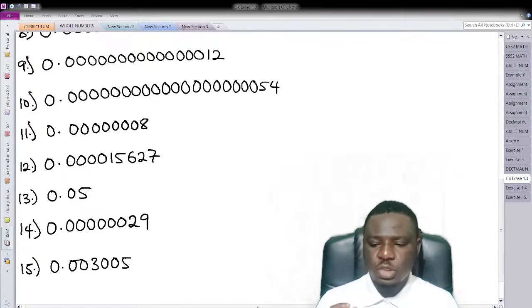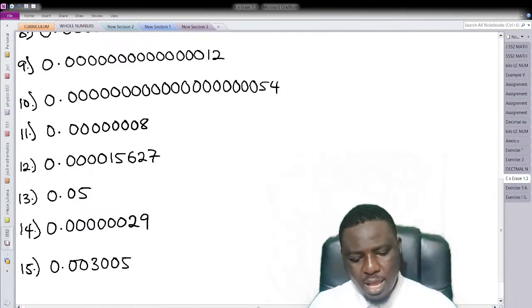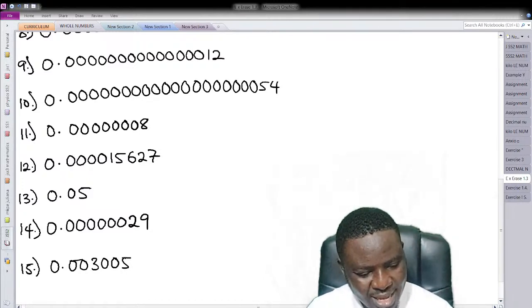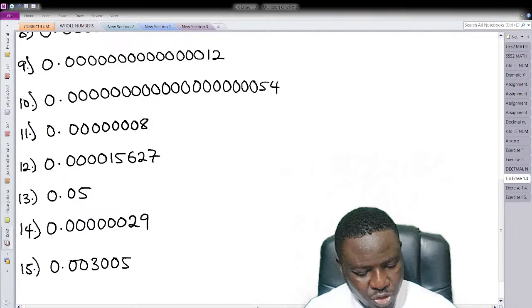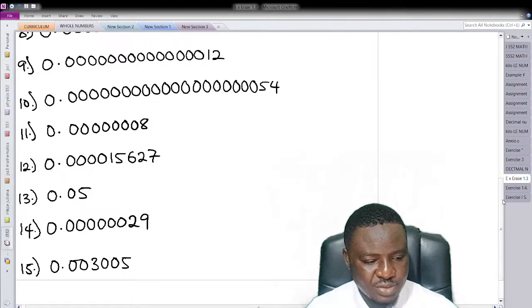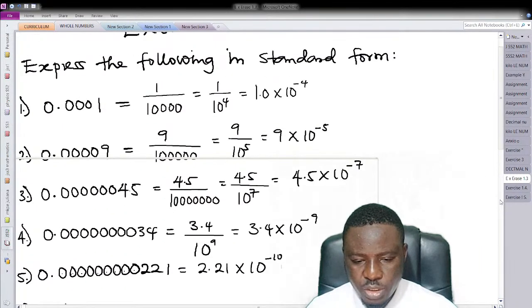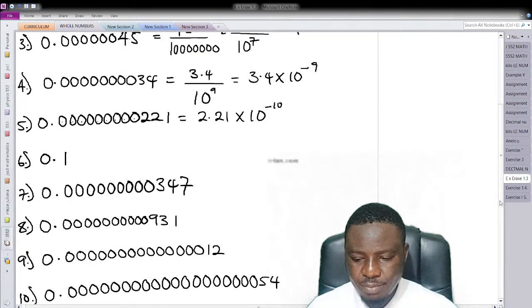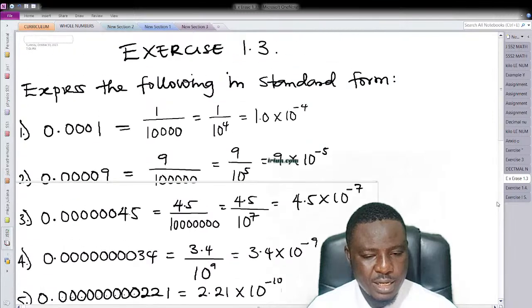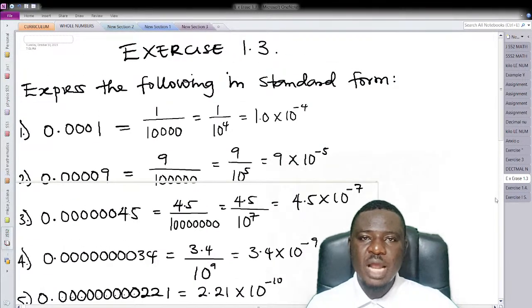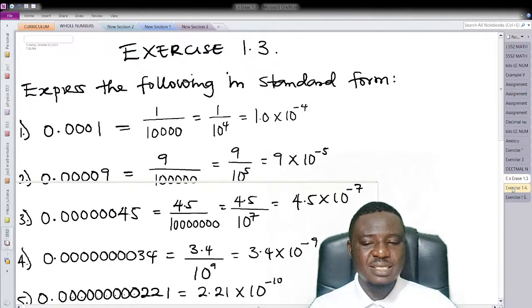Sarah has been able to solve the whole exercises and she got all. Sarah, that's nice of you. That shows that you are actually following the class. So that's good. She has been able to solve all of them and she got them right. So Sarah, what we'll do now is to move to the next exercise.